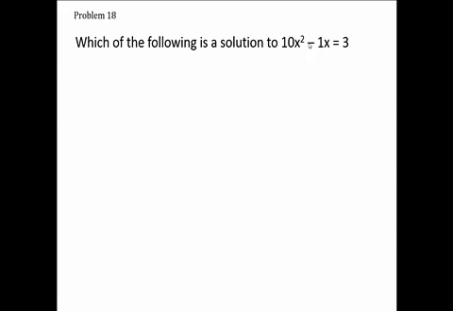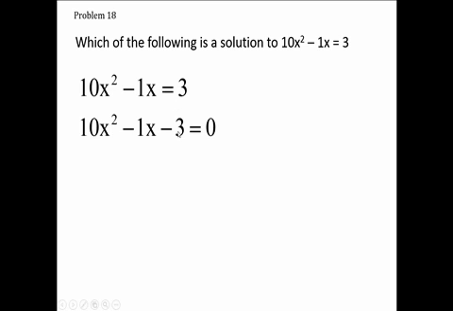Let's solve this equation for x. Solve it for x. Okay, we're going to move this 3 over here to the left side. When we subtract 3 from both sides, we get negative 3 over here. This 3 goes away. So now I want to factor this left side here.